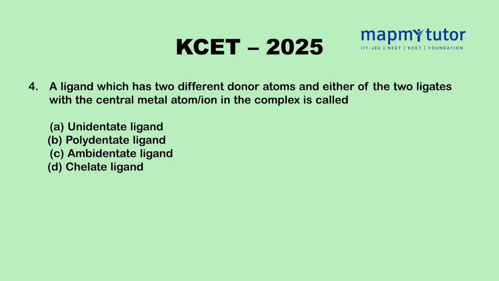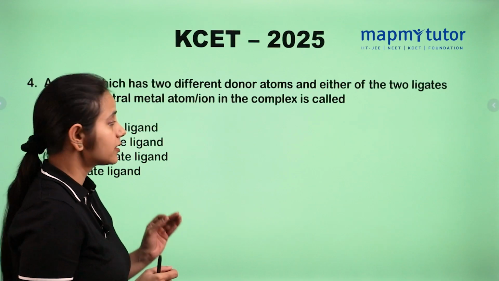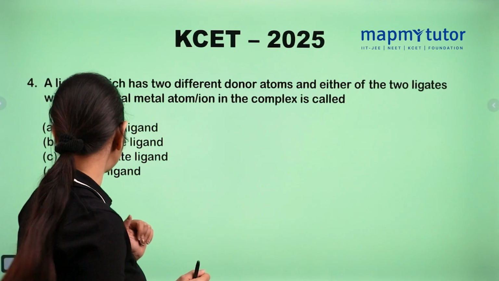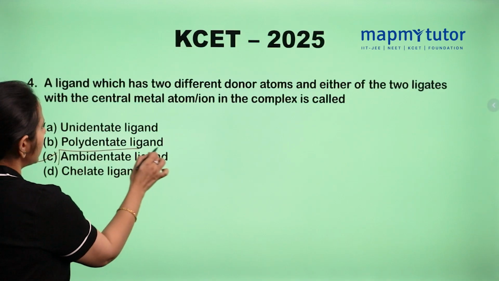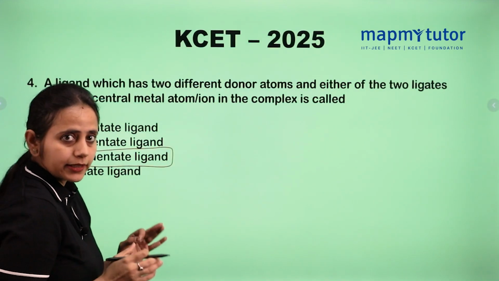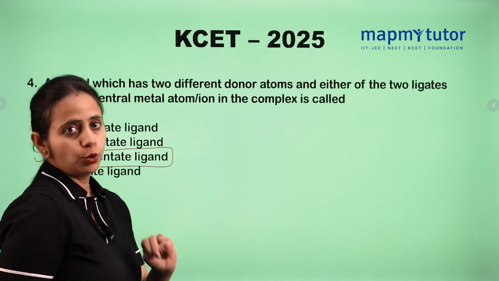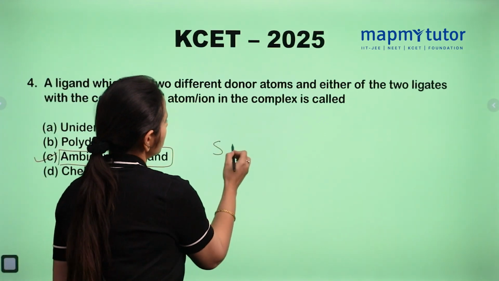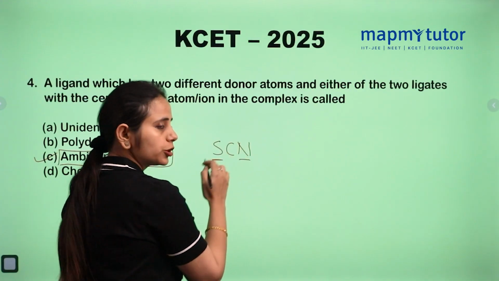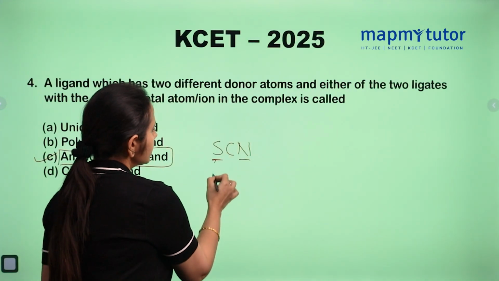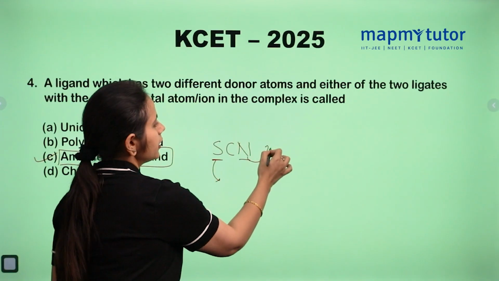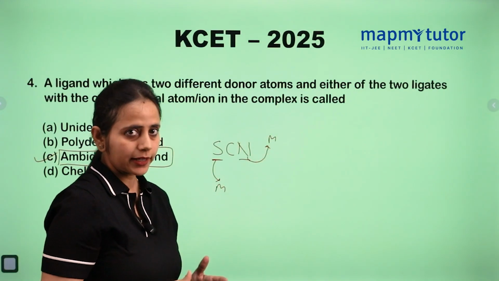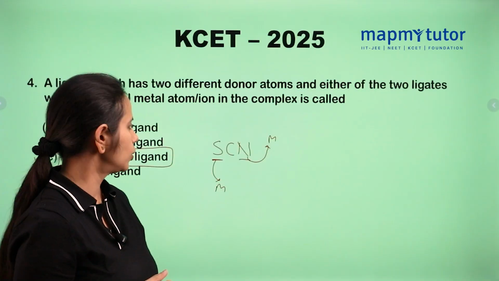A ligand which has two different donor atoms, and either of the two ligates with the central metal atom or ion in the complex, is called, this is very important, an ambidentate ligand. See, here it is in option C, ambidentate ligand. What is this? An ambidentate ligand is a ligand which contains two donor atoms, such as in the example you can see in SCN, sulfur and nitrogen, both are donor atoms, but at a time either sulfur can link to the metal atom or nitrogen can link to the metal atom. So such types of ligands are known as ambidentate ligands. Okay.